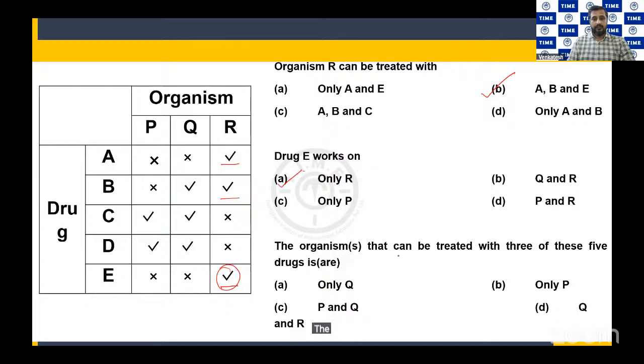The organism that can be treated with three of the five drugs. That is Q and R. Q and R. The organism that can be treated with three of the five drugs: A, B, and E on R, and B, C, D on Q. So Q and R. Okay. So this is how we answer the questions. Now let's go ahead with the other topics as well.